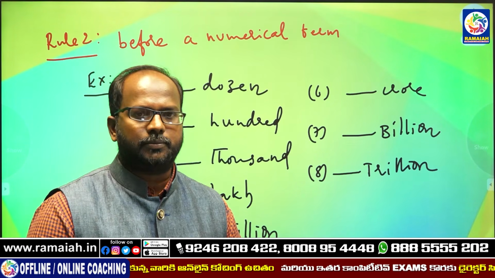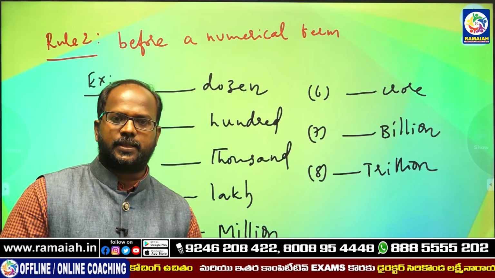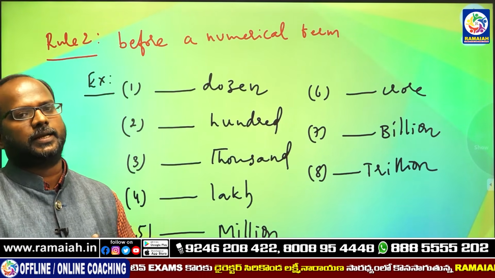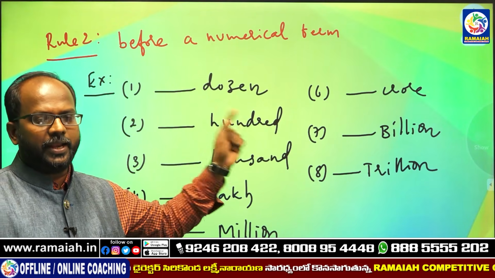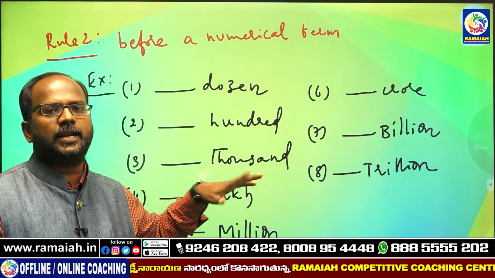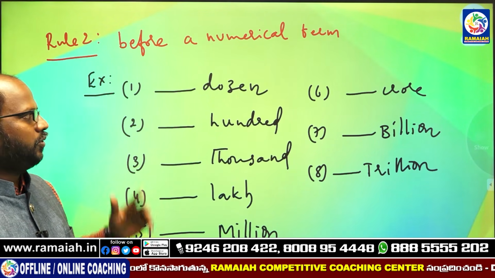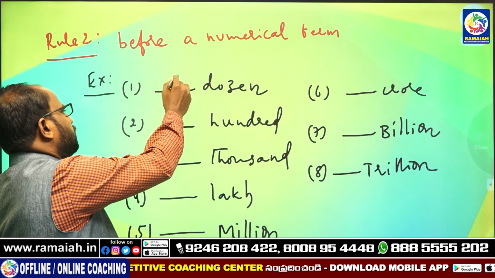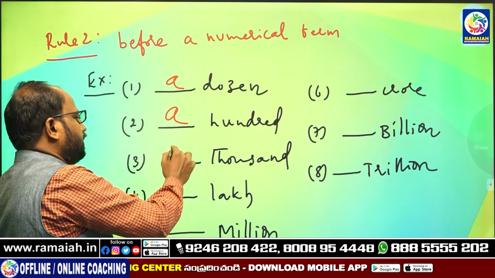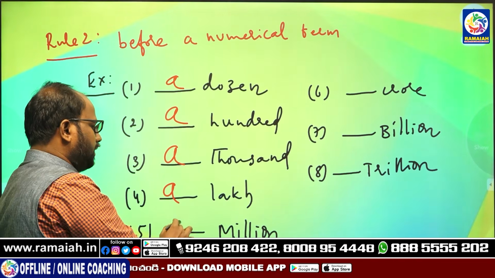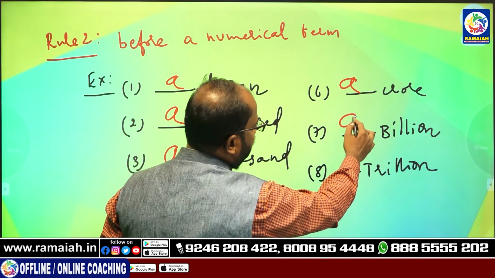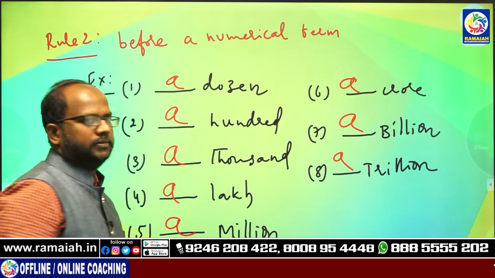సంఖ్యాపరమైన పదాల ముందు, సంఖ్యను తెలియజేసే పదాల ముందు అవి క్యాజువల్గా చెప్పబట్టయితే వాటి ముందు ఆర్టికల్ ఏ యూజ్ చేయాలి. If any numerical term is said in a casual manner, then we go for article A. Say for example, a dozen, a 100, a 1000, a lakh, a million, a crore, a billion, a trillion.